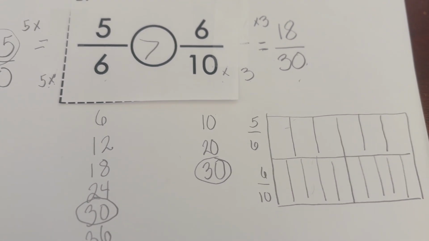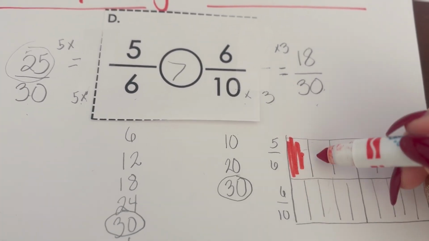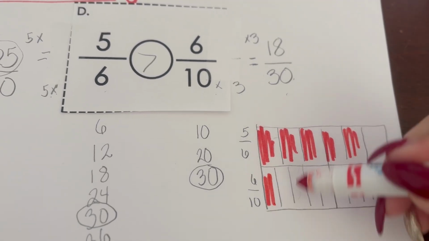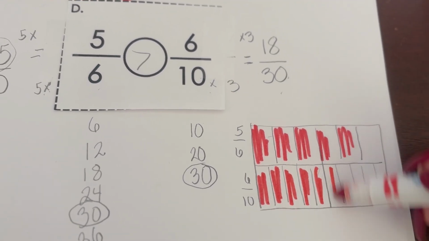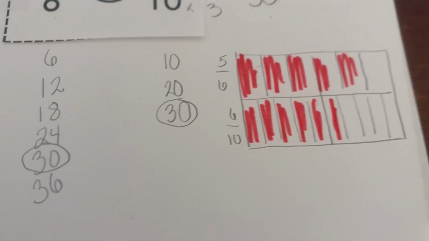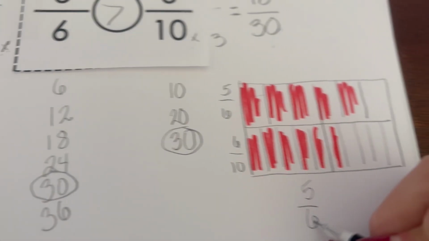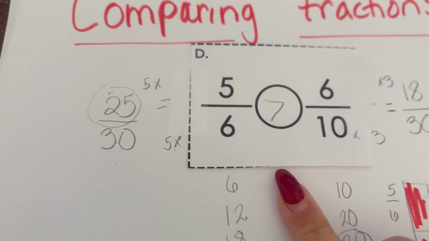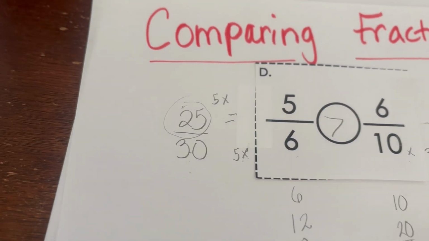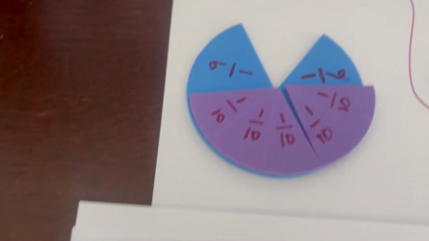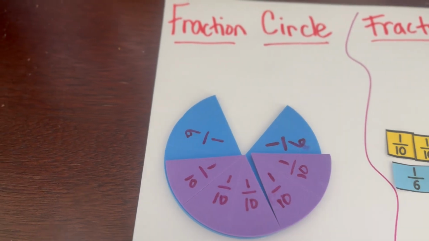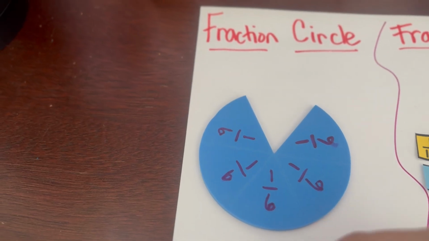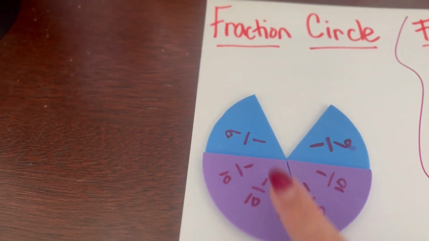And then you can shade in your numerator. We have 5/6, 1, 2, 3, 4, 5, and then 6/10, 1, 2, 3, 4, 5, 6. Here we can visually see that 5/6 is greater than 6/10, just like we saw here in this strategy. Okay, we can also use fraction circles. Here with fraction circles, I have 5/6 here, 1, 2, 3, 4, 5. And if we put 5/10 on top of there, we can see that 5/6 is greater.